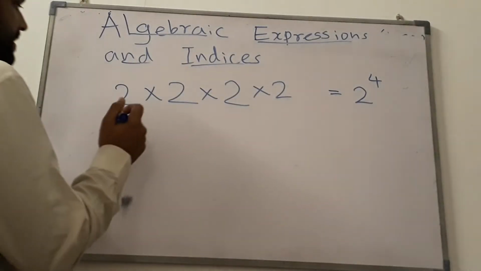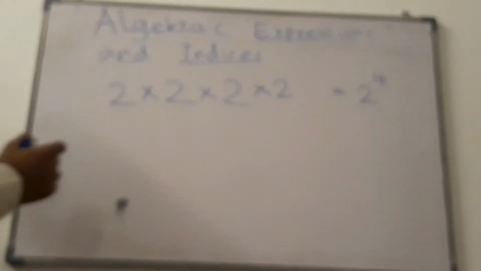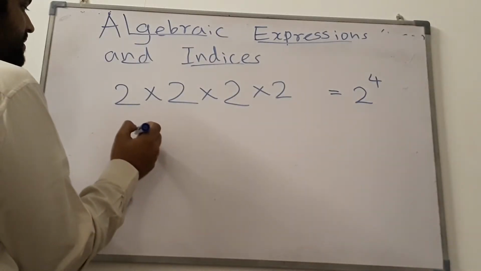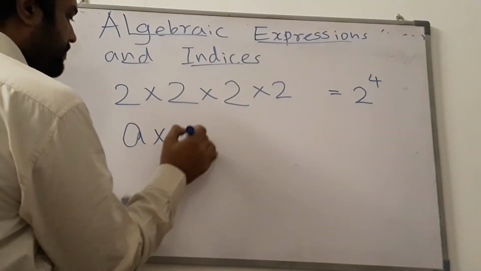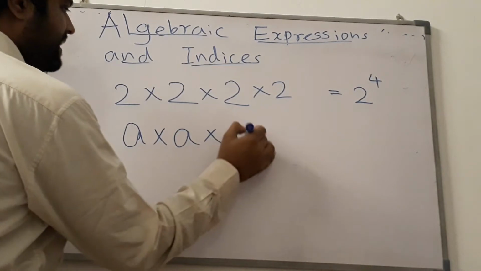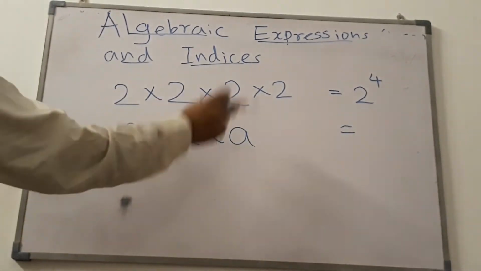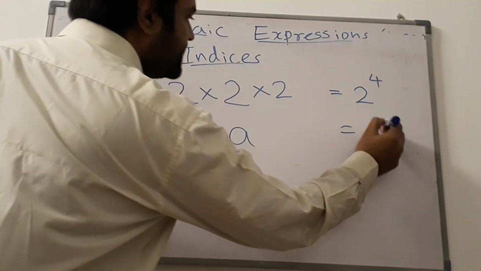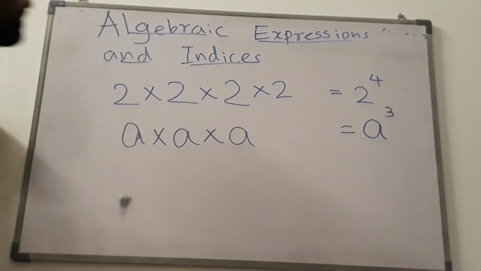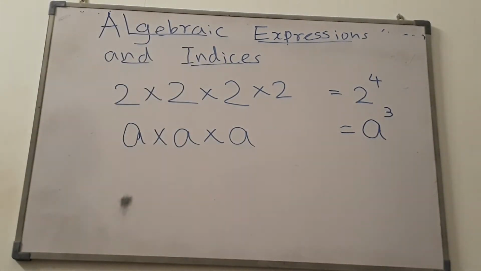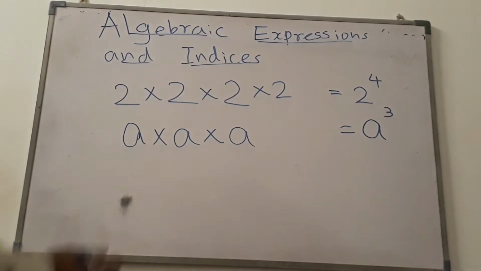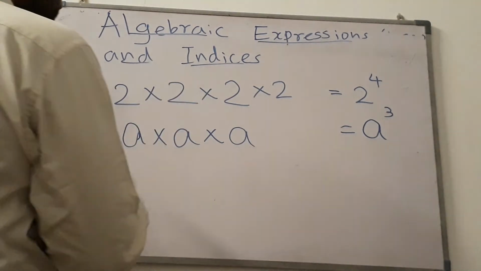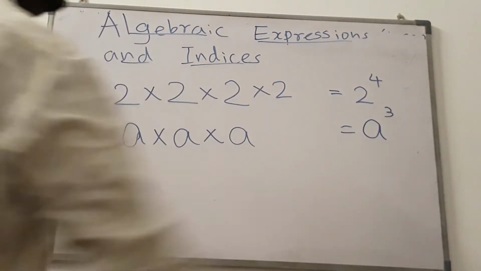Likewise, if we multiply an algebraic symbol such as A 3 times, okay, 3 A's are multiplied with each other. We can write it as A to the power 3. So 4 2's are multiplied with each other means 2 to the power 4. 1, 2, 3, 4. Likewise, 3 A's multiplied with each other means 1, 2, 3, hence it is A to the power 3.